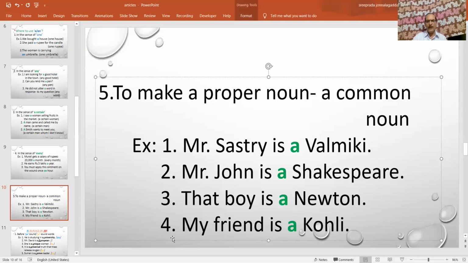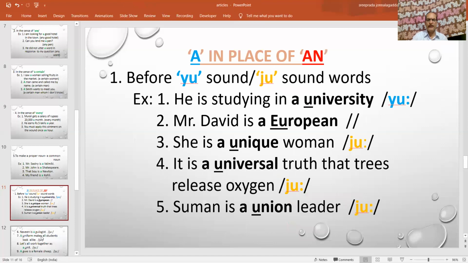My friend is a Kohli. Suppose your friend is a good batsman, and you want to compare your friend with Mr. Kohli. Kohli is a proper noun. So by just placing a before this proper noun, we are reducing it, we are making it a common noun. So for this purpose also, to make a proper noun a common noun, we use this indefinite article. This is what we have to understand.